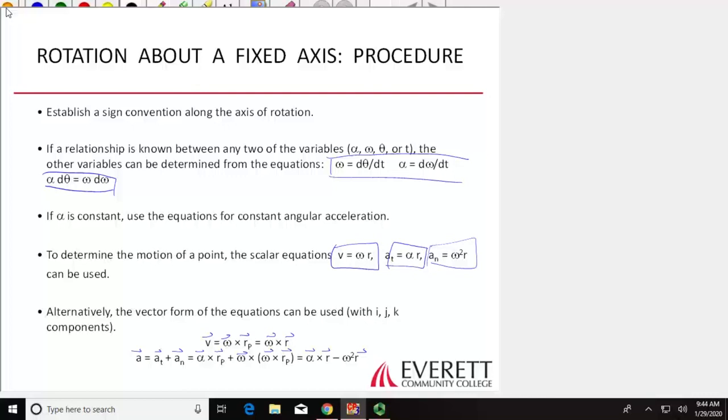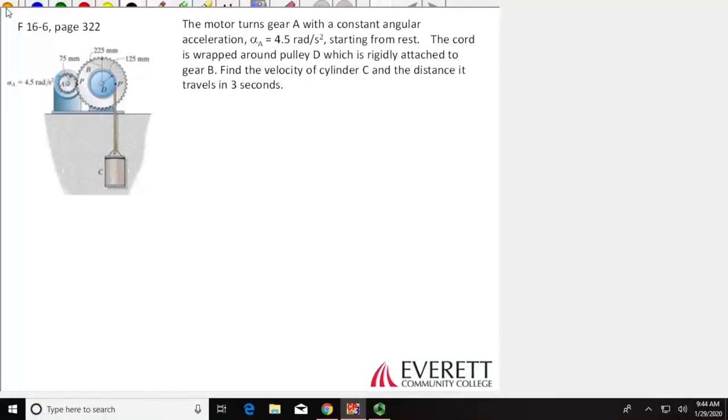Okay, let's do a simple example problem, and then I'll find a video of a more complex one that I can put online. Yeah, I think we can do this one. So next one, the motor turns gear A with a constant angular acceleration of alpha A, and I'm going to start my givens right away.